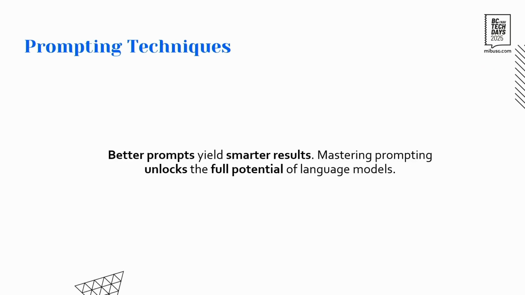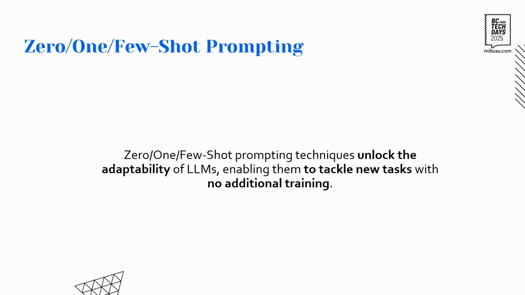So next, I want to cover some prompting techniques. Better prompts will result in smarter results, and mastering how to do prompting will help you unlock the full potential of language models. One that we have actually already covered, but we never put a formal name to it, is the zero, one, or even few-shot prompting technique. This helps you unlock the adaptability of LLMs such that you can tackle new tasks that you may want to solve, and you don't need to fine-tune a model. Just use the generic model and use this technique.